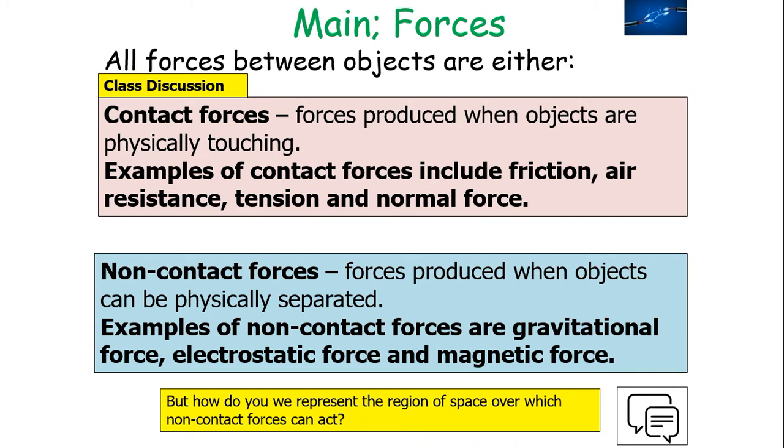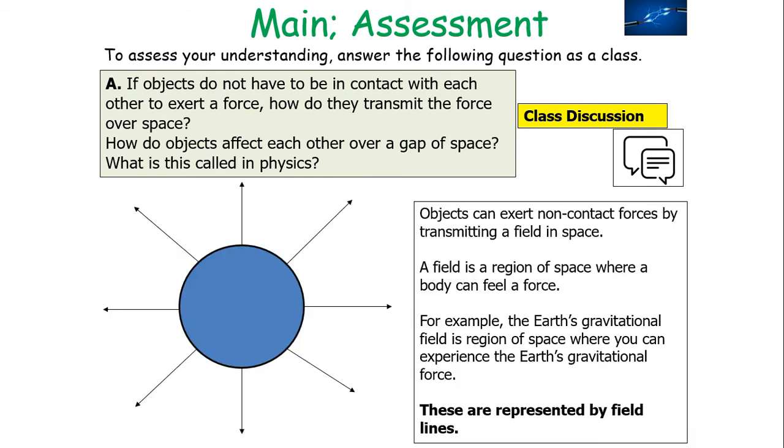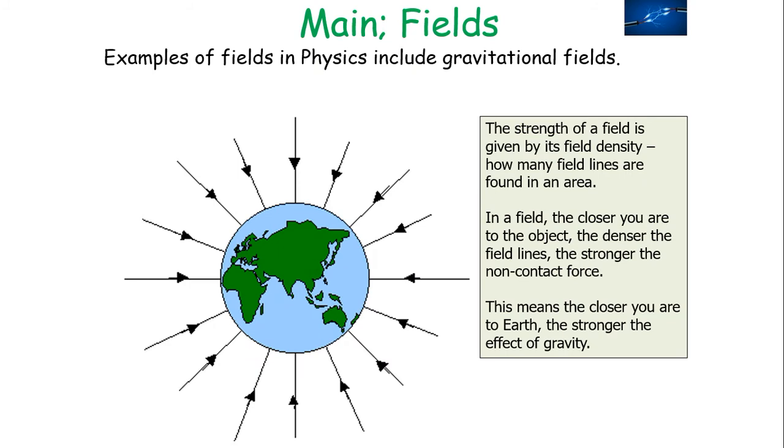But how do we represent the region of space over which non-contact forces act? Well, we do this by drawing something called fields in physics. A field is a region of space where a body can feel a force. For example, the Earth's gravitational field is a region of space where you can experience the Earth's gravitational force, and we represent fields with field lines.